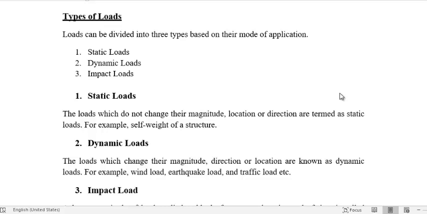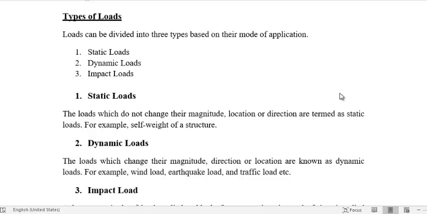The self weight of the structure by itself, as well as of any other component that is fixed on the building. Let's say there are some fixed machines, so the self weight of those machines or some furniture is included in the static load. Next type is dynamic load. So the loads which change their magnitude, direction or location are termed as dynamic loads.